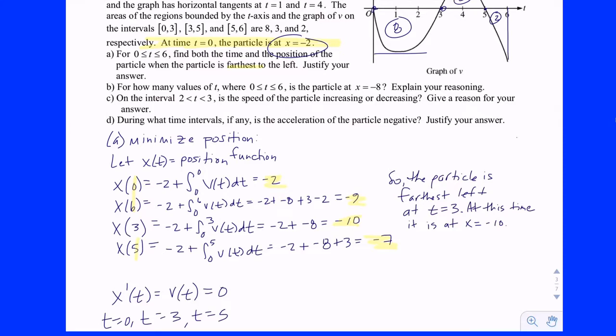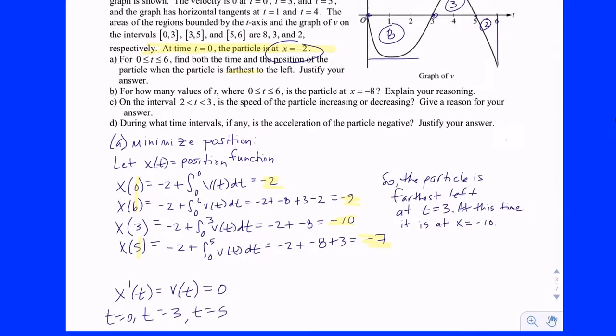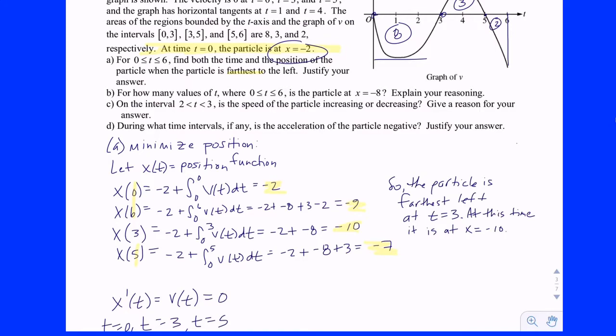Okay, part B. For how many values of t from 0 to 6 is the particle at negative 8? Explain your reasoning. Oh, see what I said? It's very helpful now to have the position at 5. Maybe you answer these from left to right instead of endpoints and critical values, but whatever. Let's tell the story of the function in chronological order.